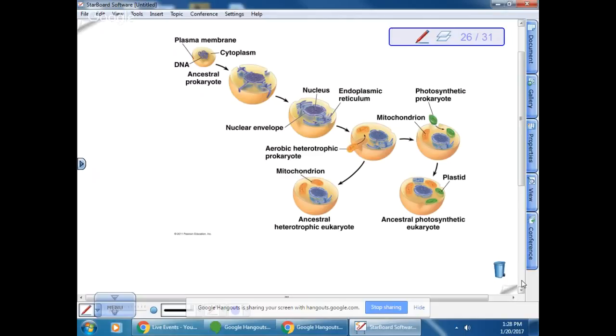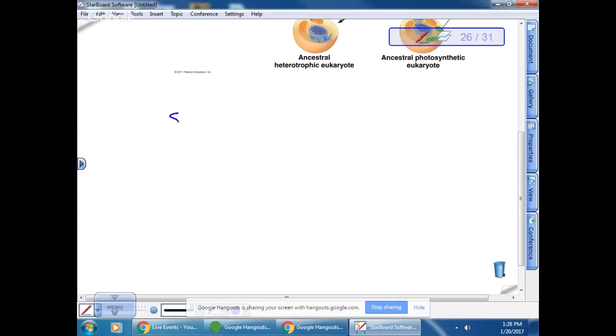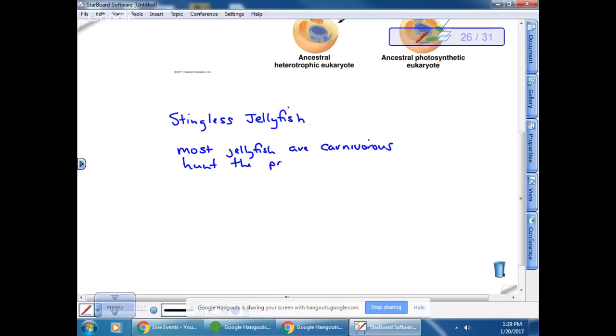Okay. So in the stingless jellyfish, so jellyfish are cnidarians like the hydra we looked at in lab. And so generally, most jellyfish are carnivorous. Okay. They hunt their prey and paralyze them with stinging cells.